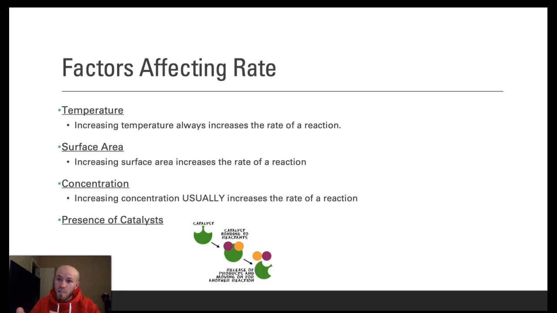And also the presence of catalysts. We're going to dedicate the rest of this presentation, a big portion of it, to catalysts, wherein catalysts help speed up reactions or help reactions move forward. They help lower the activation energy, which is what we'll get into.